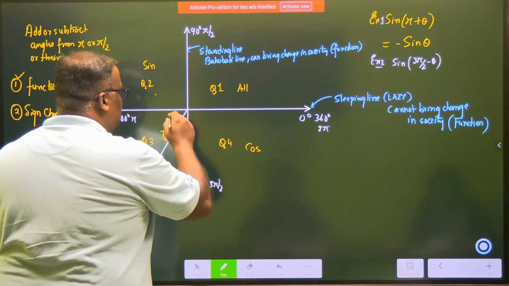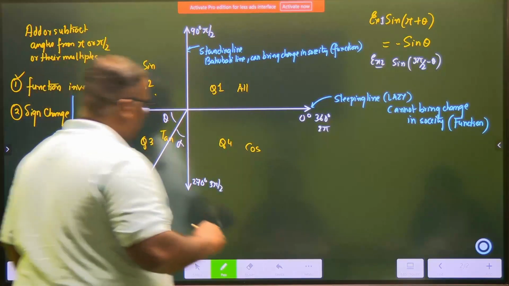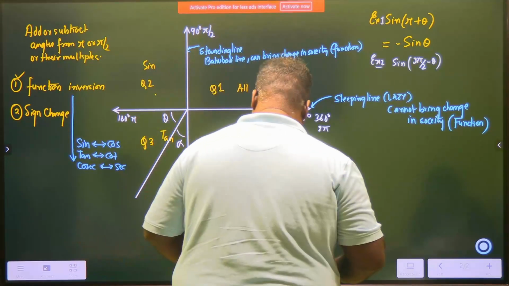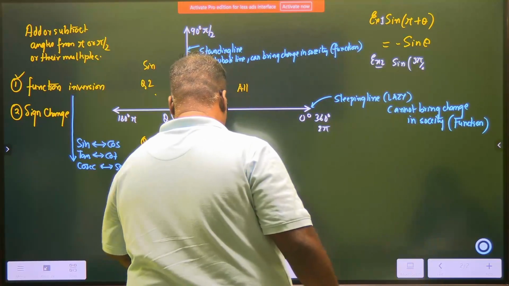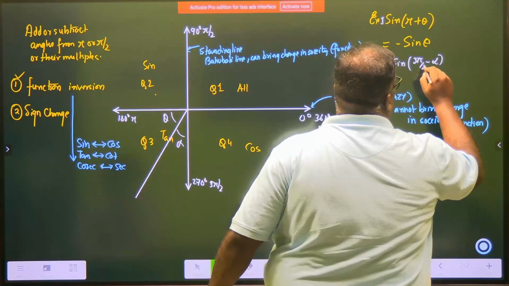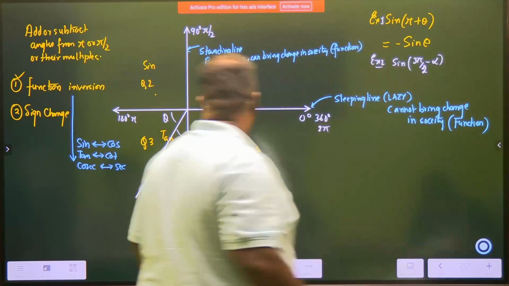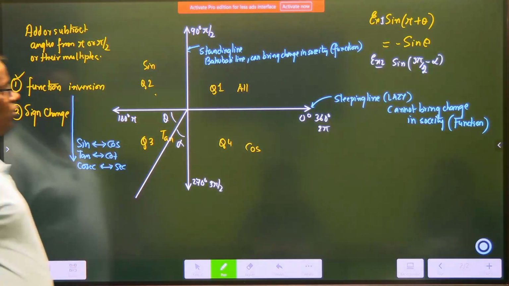Let's say earlier you had this as theta. Now I am taking this as alpha, so that we are at the same angle, right? And allow me to write this as minus alpha. 3 pi by 2 minus alpha. So you'll be at the same position, right? So 3 pi by 2.